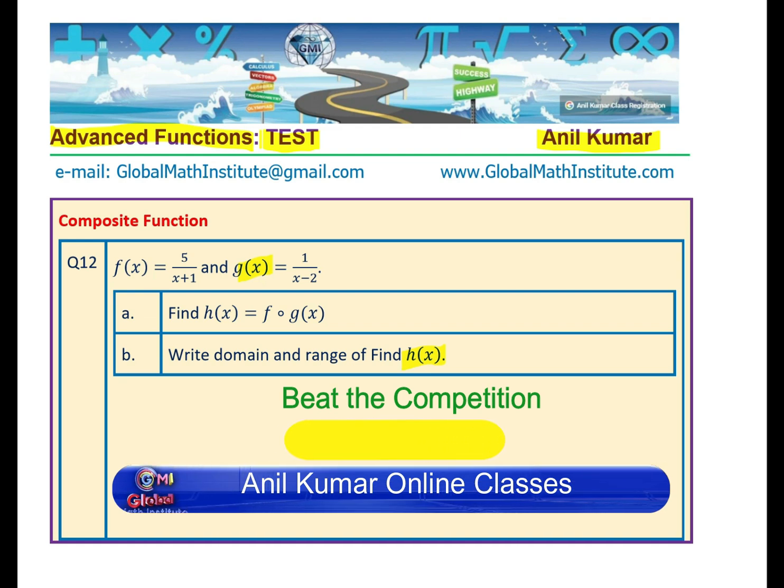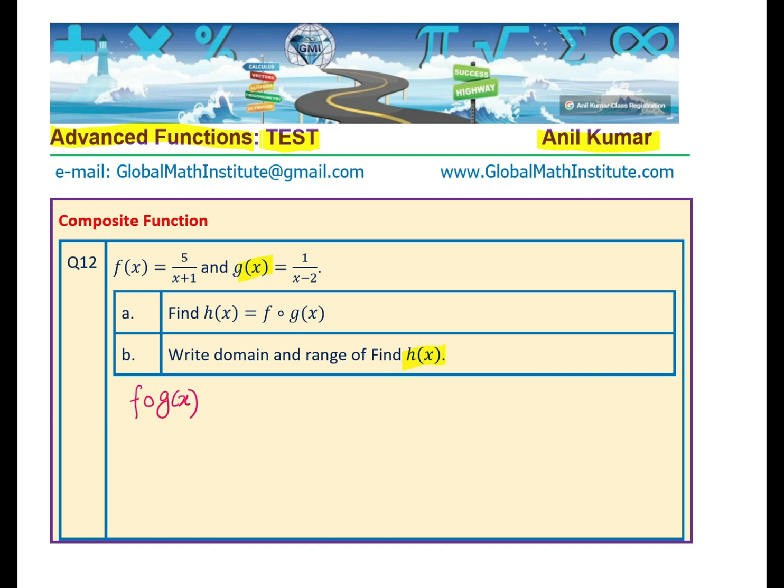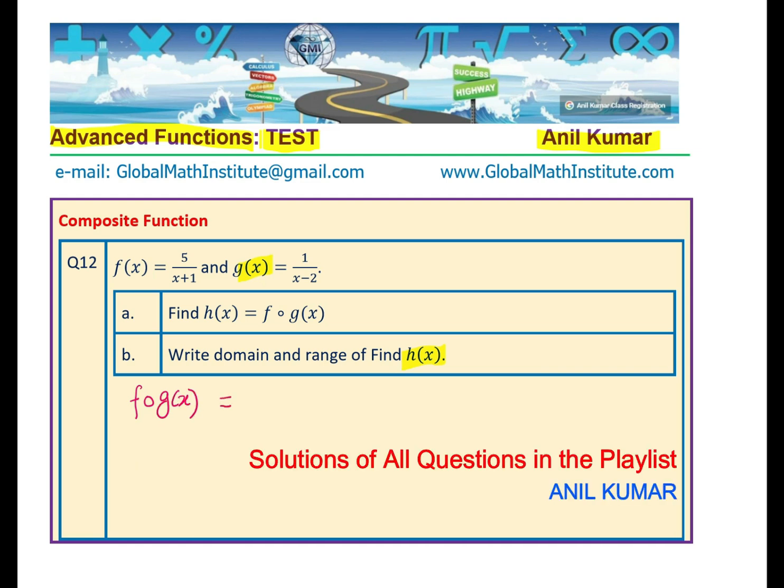So let's begin by creating the function f of g of x. It is a function of a function, right? So when we say f of g of x, this will be f of, what is g of x? g of x is 1 over x minus 2, right?